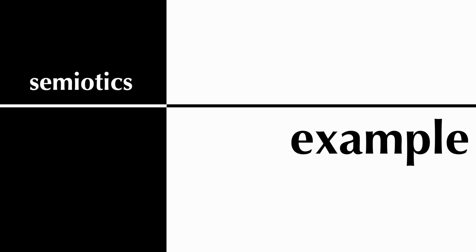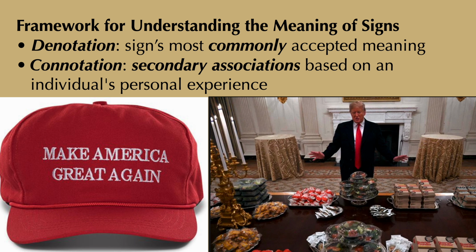But first, I'll give you an example to help play out these terms because they're still a bit vague. So again, denotation is the sign's most commonly accepted meaning. Connotation is secondary associations based on an individual's personal experience. For example, I think a really good example is the hat on the left. The most commonly accepted meaning of a red hat is just a hat. With this text on it, "Make America Great Again."